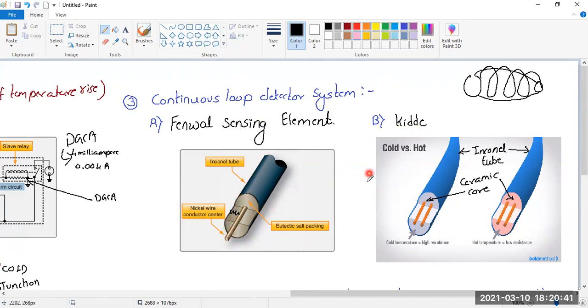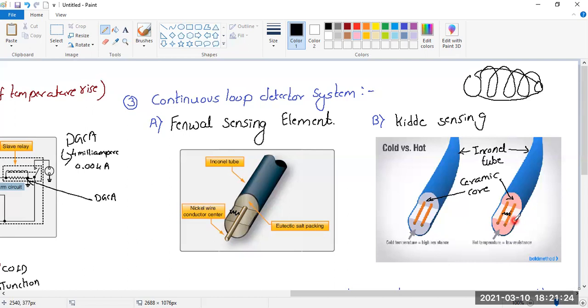Same thing in the kidde sensing element. Okay, this is the kidde sensing element. In a kidde sensing element, the only difference between this and this is that instead of having a single strand of wire, I have two wires. This is always made up of a ceramic core. Here we don't have a eutectic salt, but we can use it. You can understand that. Inconel tubing. Here, one wire is connected to the positive of the battery. The second one is connected to the negative. Same thing will happen. In cold temperature, there is a high resistance. In hot temperature, there is a low resistance. Whenever there is a low resistance, current will jump from this to this. Path is completed. Path completed means the alarm will sound in the cockpit.